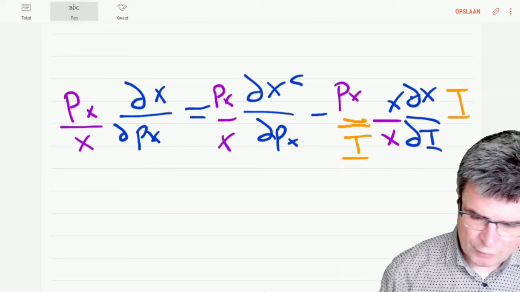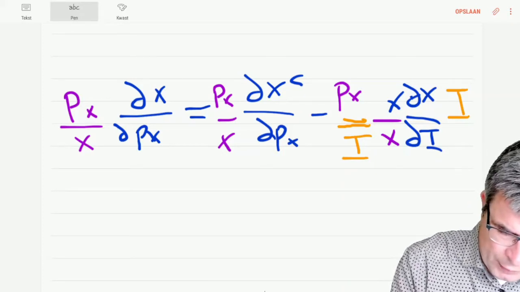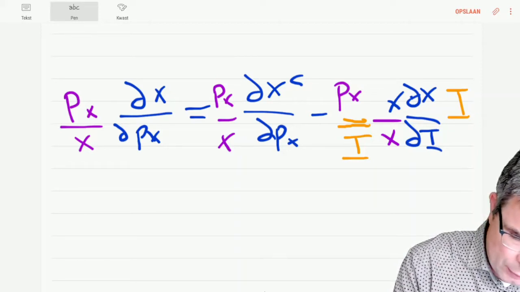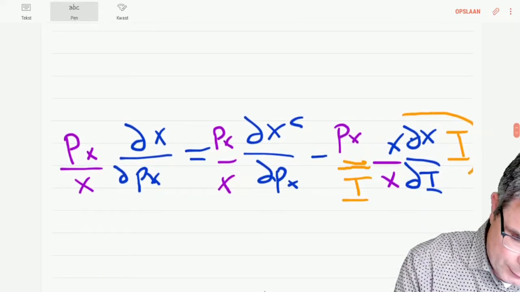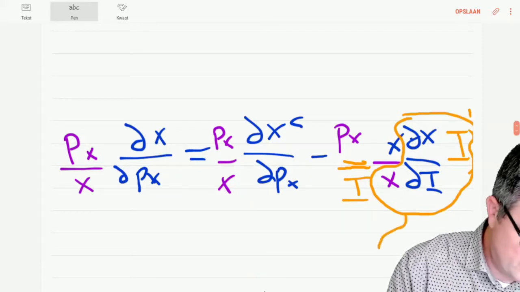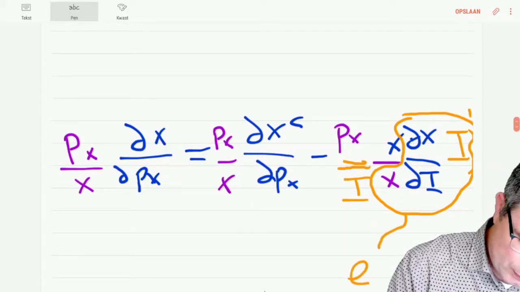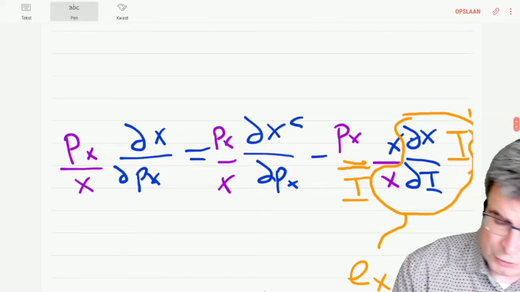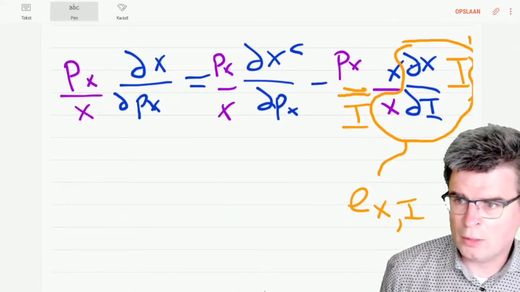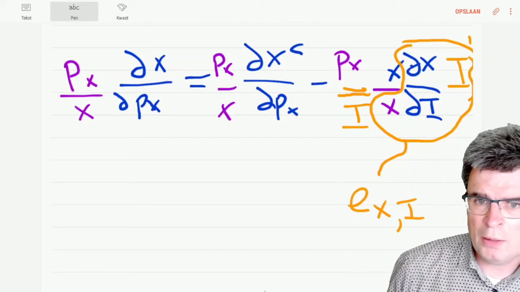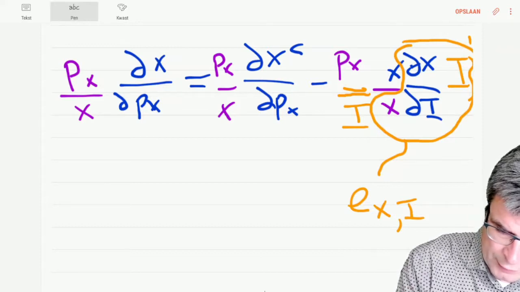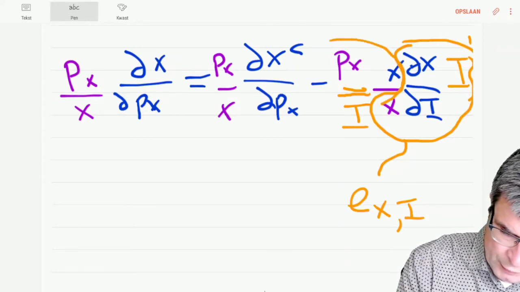So we now have that on the right hand side, if we wrap a number of terms together, if we wrap together these terms over here, what we have is the uncompensated income elasticity. So this is the definition of the uncompensated income elasticity. And now we have some terms left here on the right hand side. So that's the part over here.